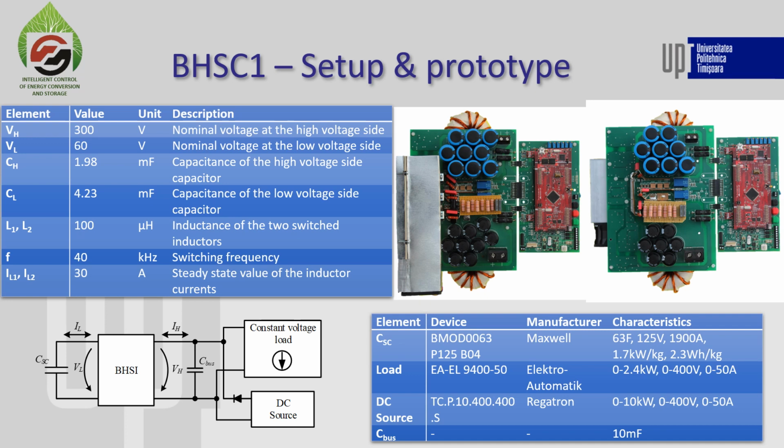Here we see on the left the equivalent model for the test setup. We have the converter here in the middle. On the left we have some supercapacitors, some Maxwell capacitors of 63 farad at a maximum voltage of 125 volts. And on the right we have a constant voltage load and a DC source in series with a diode. And we use this combination in order to have a bidirectional source here.